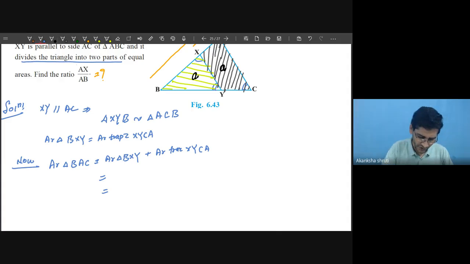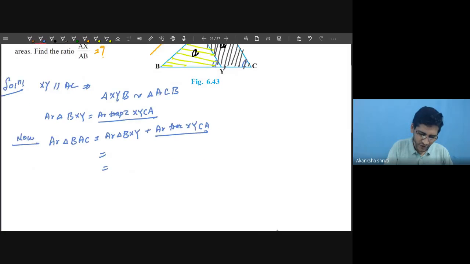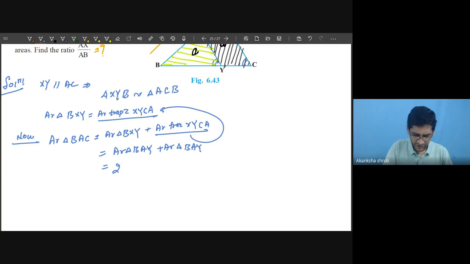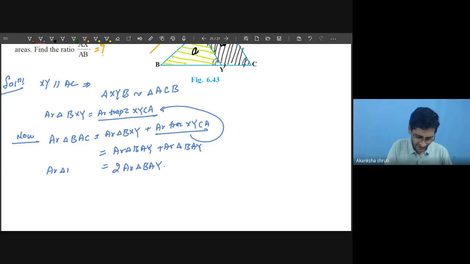It is up to you. In place of this trapezium, I can substitute this triangle. So the area of triangle BAC is the area of triangle BXY plus the area of triangle BXY, I can write it twice. So it becomes twice the area of triangle BXY. How, do you feel comfortable? You can write it. So this is the area of triangle BAC.